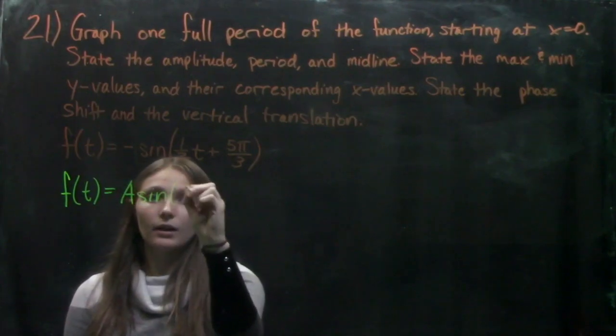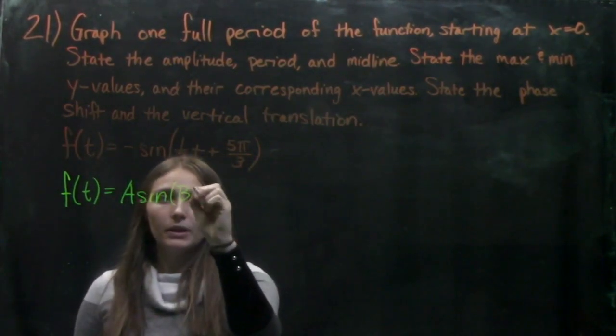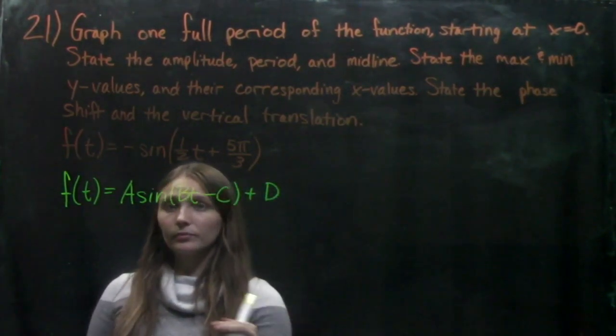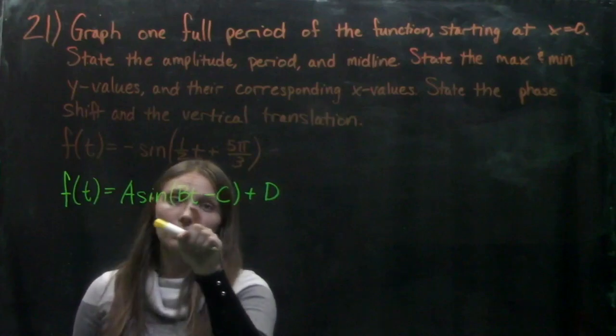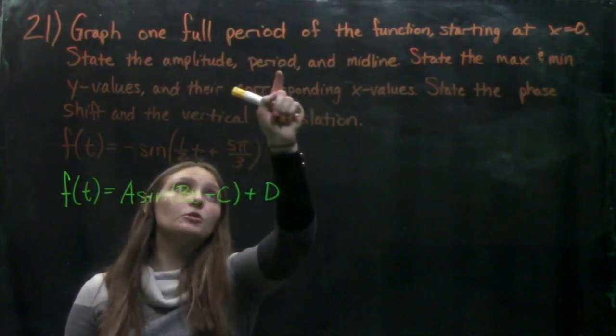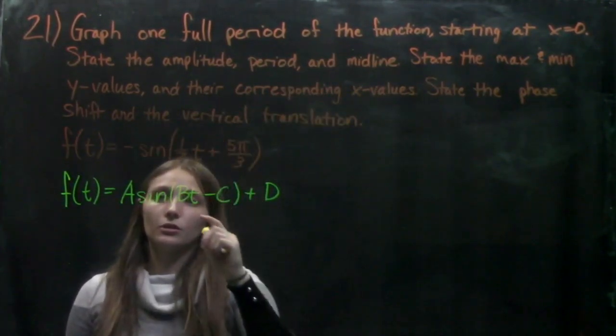So the first thing to know is the general form of this equation, which is f of t equals a sine of bt minus c plus d. And these letters are very important to signify what we're going to find with the amplitude, period, midline, and the phase shift and the vertical translation.